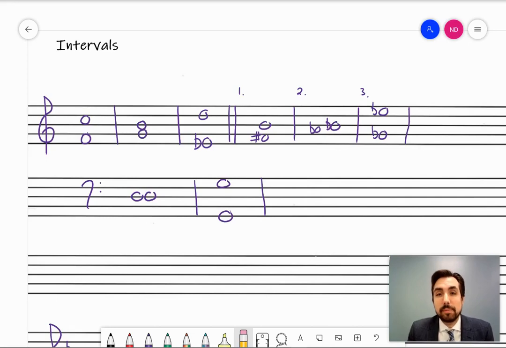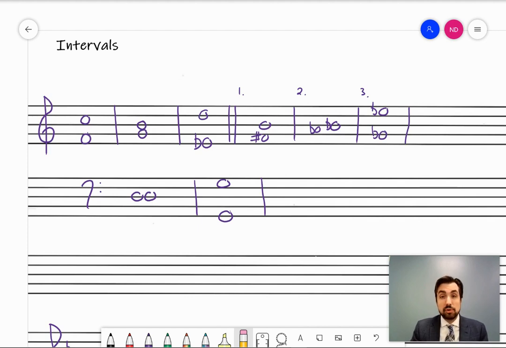Hi everyone, in this video we're going to be talking about intervals, what they are and how to identify them. So in music, an interval measures the distance between two notes, and we have two types of intervals, called generic intervals and specific intervals. Generic intervals are just a numerical measurement. An interval becomes a specific measurement when it includes what we call a quality. And we'll talk about that in a second.